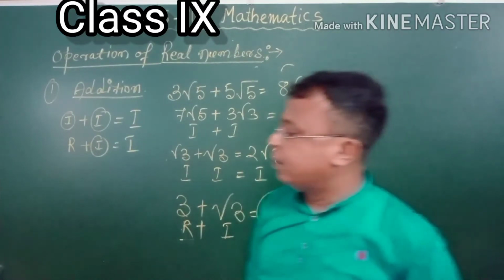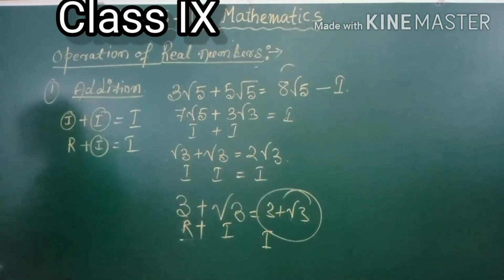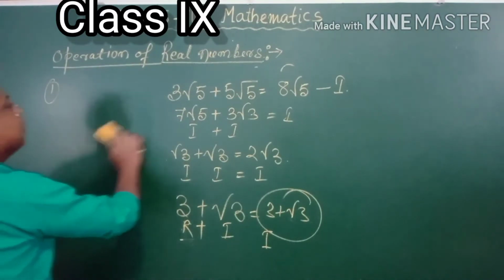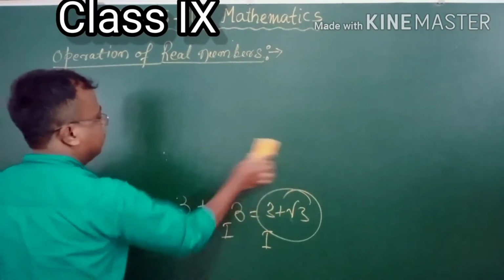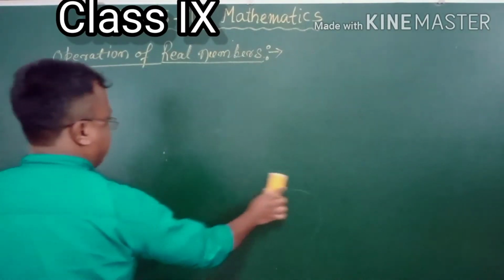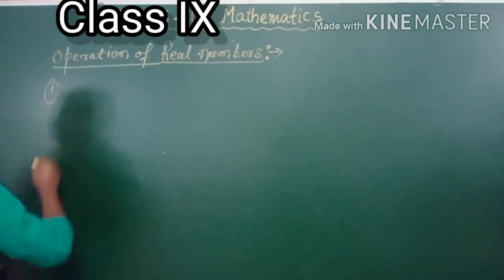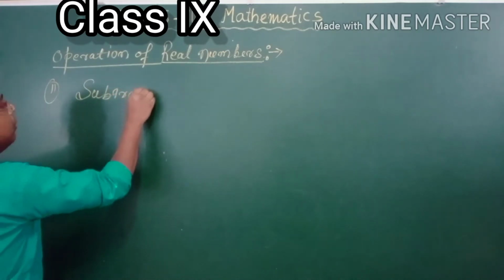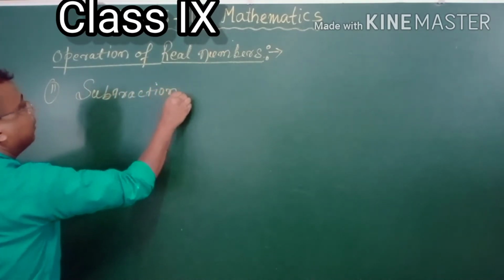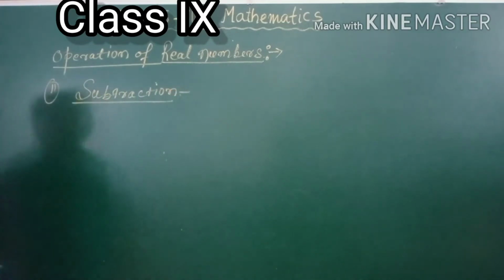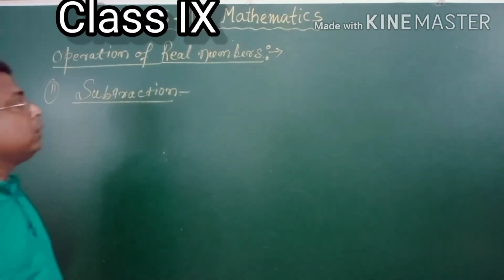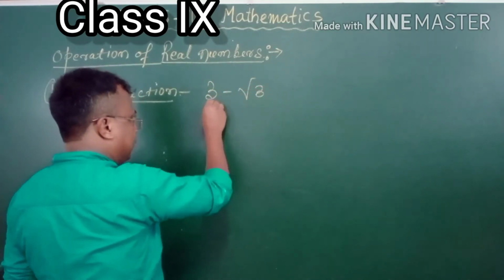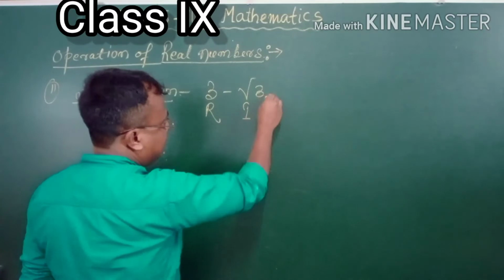Alright? Now come to the next one. Next one is what? Subtraction. Okay, so let us take 3 minus root 3. One rational number I am taking and another irrational number I am taking.